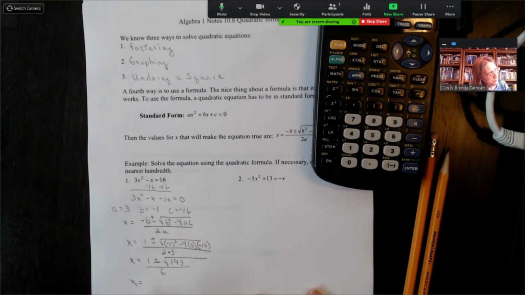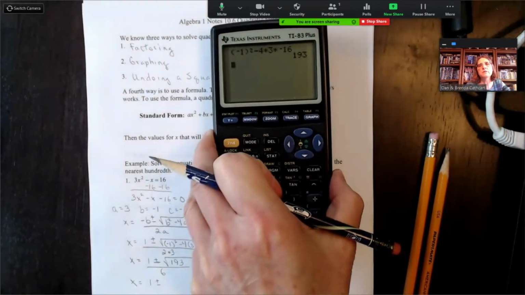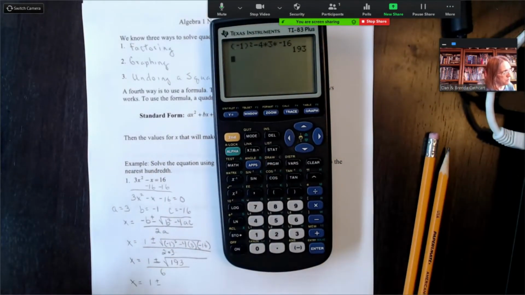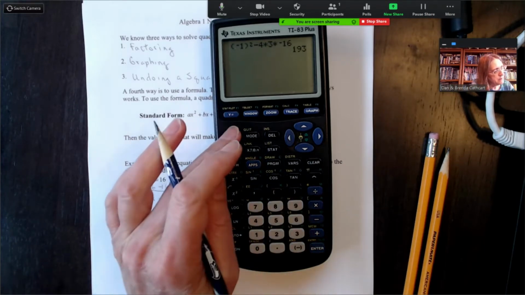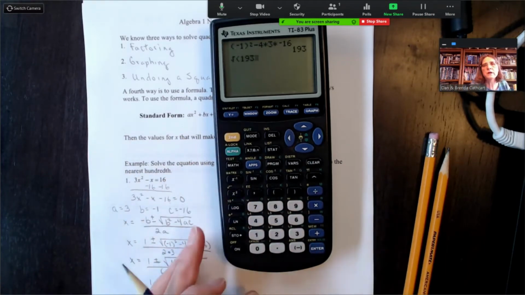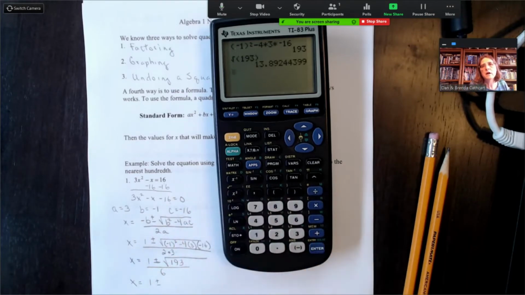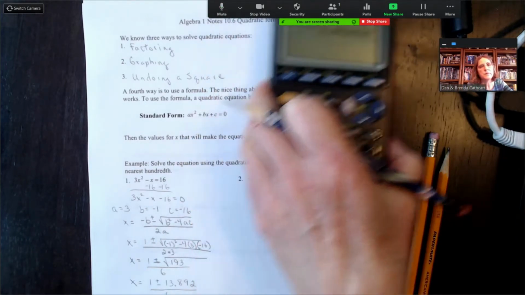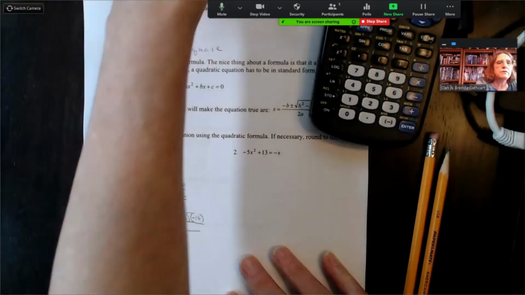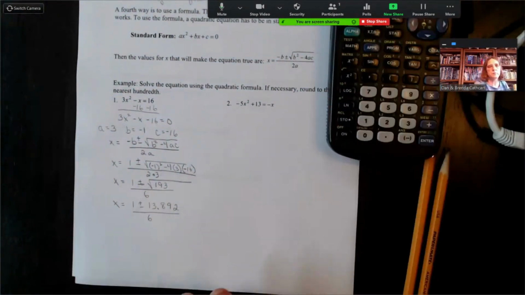Well, 193 is not a perfect square, so we're going to use our calculator to approximate that value. So we're going to get the square root of 193. And I'm going to carry this out to the thousandths place so that I can actually round it after my next step. So 13.892 divided by 6. There are two values that we have here. Let's move this up and we can see this a little better.